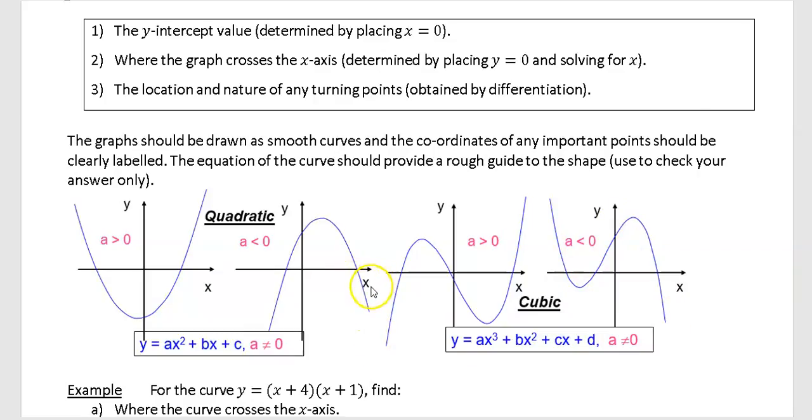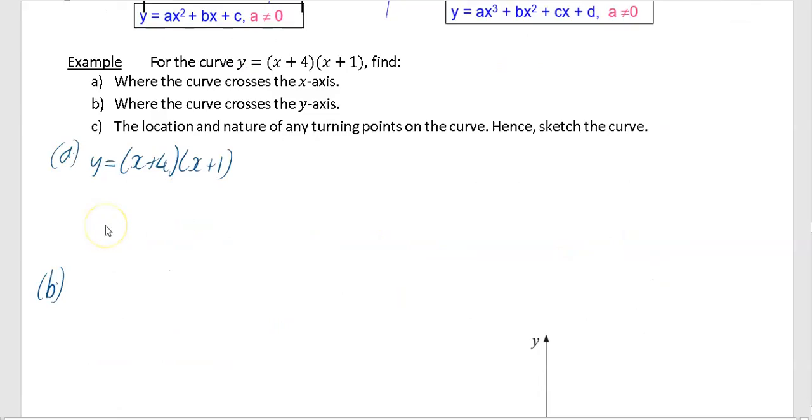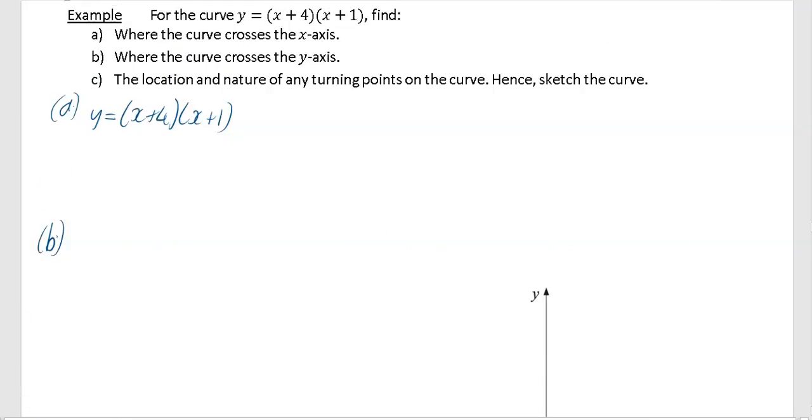When you're curve sketching, there are a few important things to find. You've got to find where it crosses the x-axis, where it crosses the y-axis, and then if there are any turning points, such as a minimum, a maximum, or a maximum and a minimum, you have to find these as well. So we're going to look at an example of how we do this.